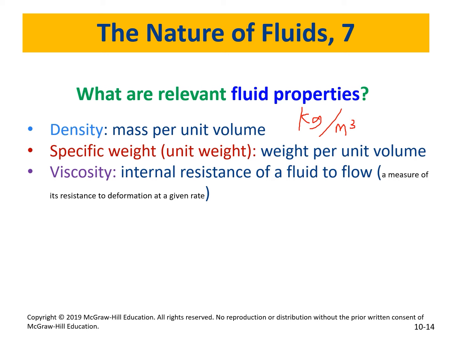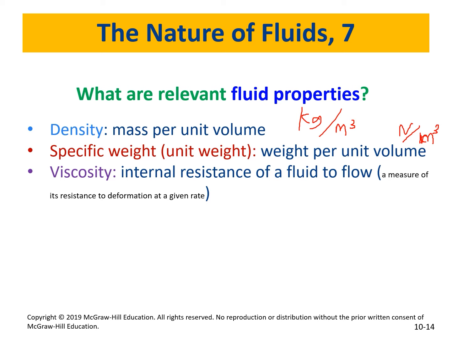Now, we have something called specific weight. Specific weight is just like the density, but instead of mass, we use weight. So weight per unit volume is the unit weight. So what is that unit? What's the unit of the specific weight? It's newtons per meter cube, right? Does that make sense? Because newton is the unit of a weight.